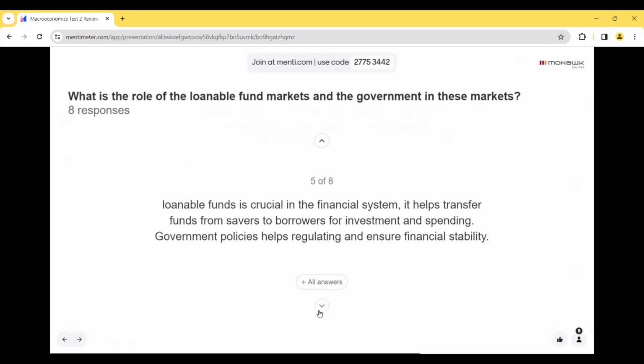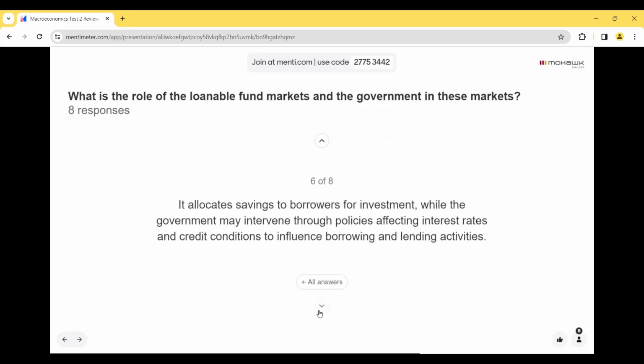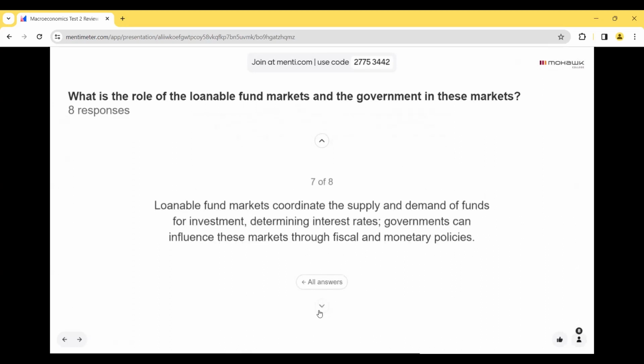Loanable funds is crucial in the financial system. It helps transfer funds from savers to borrowers for investment and spending. Government policies help regulate and ensure financial stability. It allocates savings to borrowers for investment, while the government may intervene through policies affecting interest rates and credit conditions to influence borrowing and lending activities.